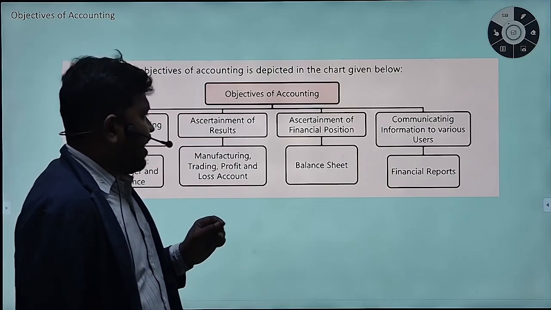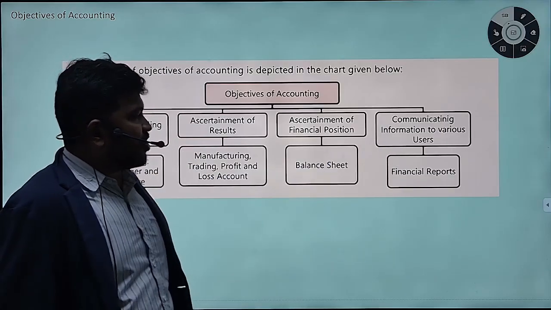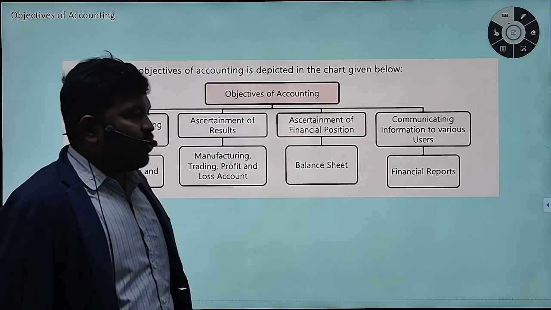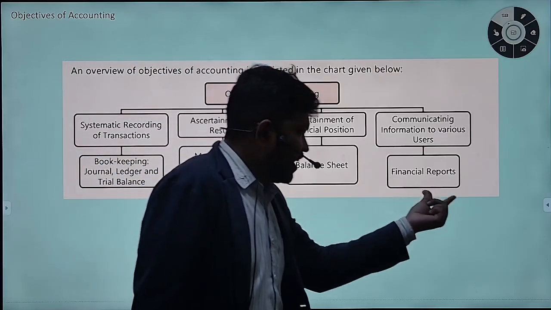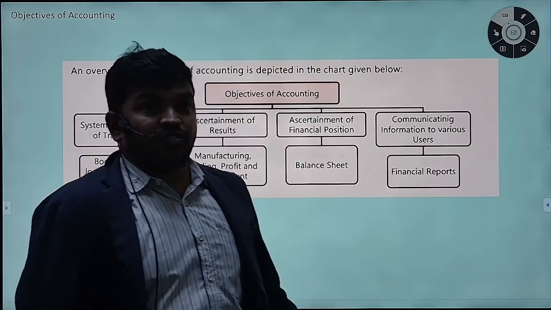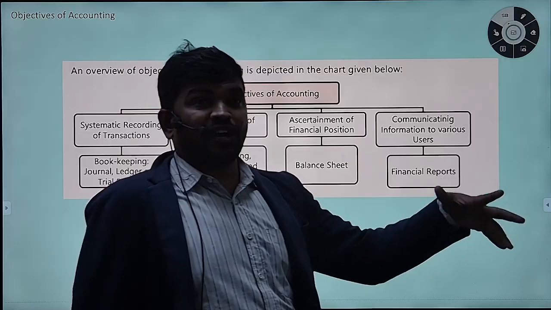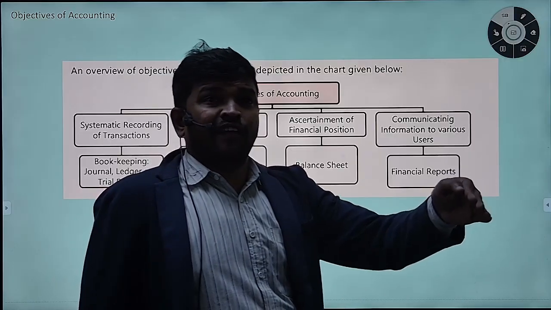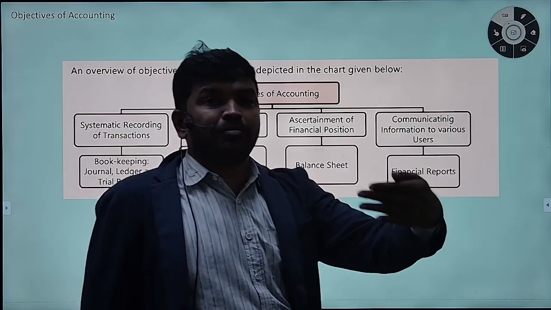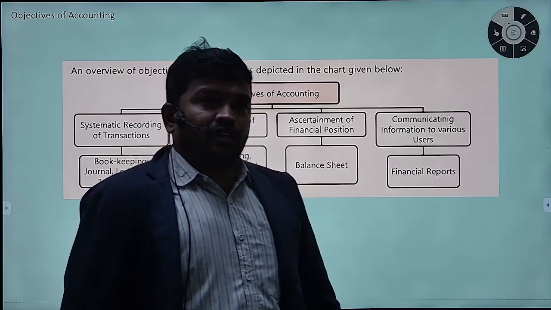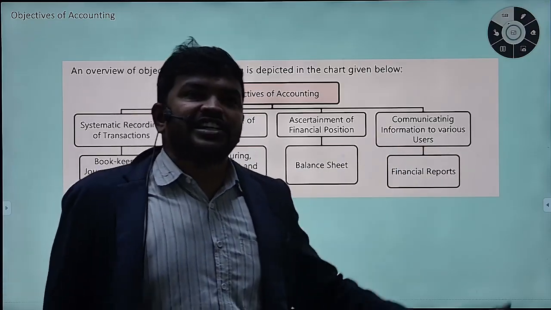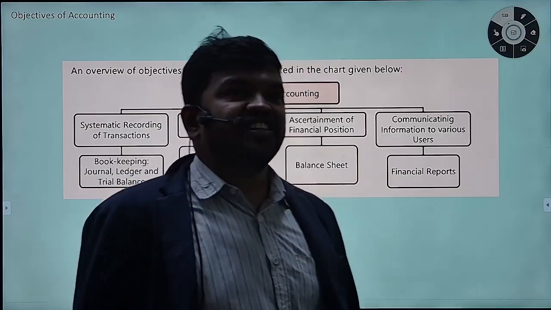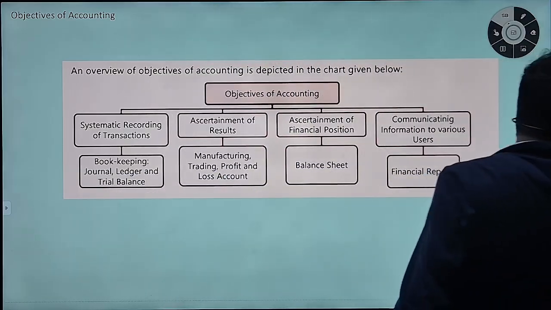Okay, very good. Next, communicating information to various users. Who are users? I said stakeholders, both internal and external. Financial reports, which include financial statements, notes to accounts, or any other information which the stakeholders would like to have. Whatever is given to them is called financial reports, you can say financial information. This is the objective of accounting.